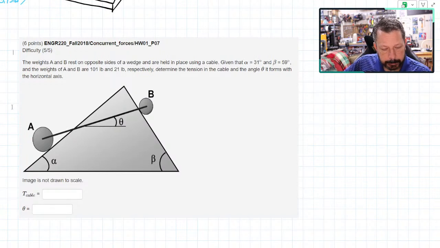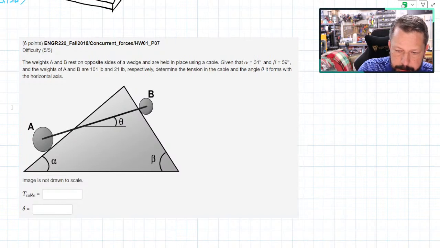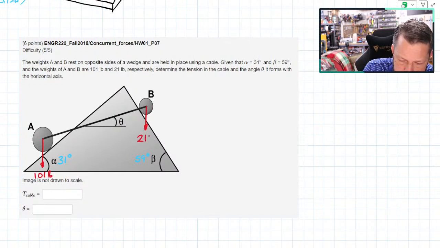So let's put down our dimensions. Yours are undoubtedly going to have different numbers than mine, but that's fine. Alpha 31 degrees, beta 59 degrees, A is a 101 pound weight, B is a 21 pound weight, so quite a bit different. Determine the tension in the cable and angle theta.